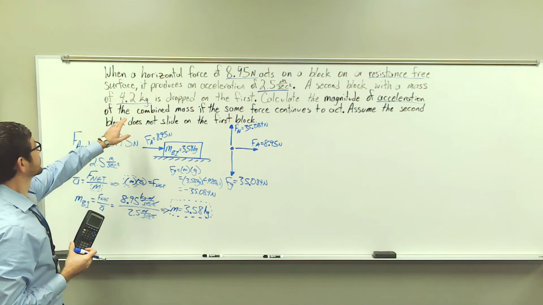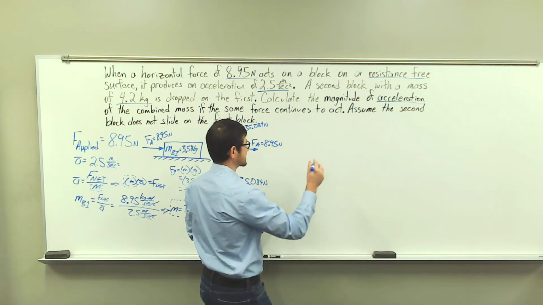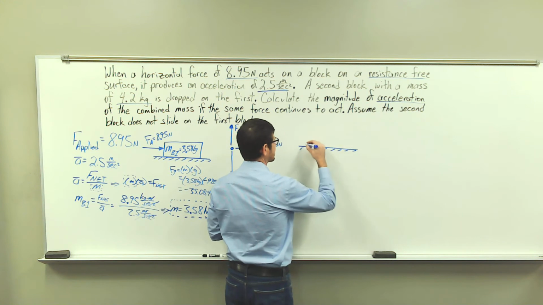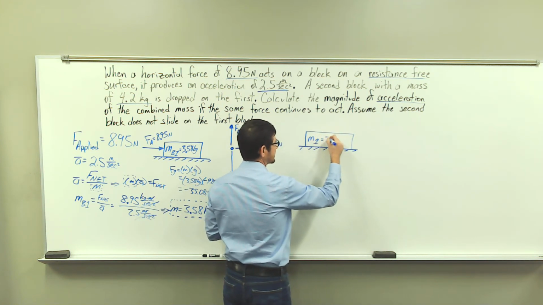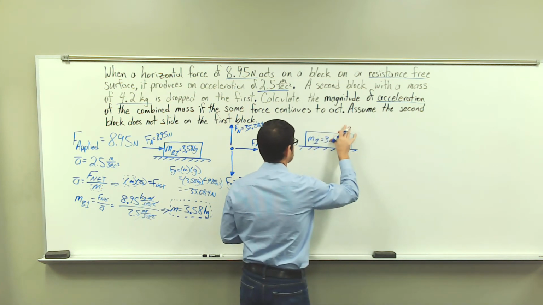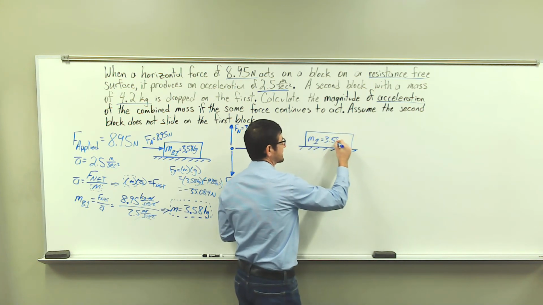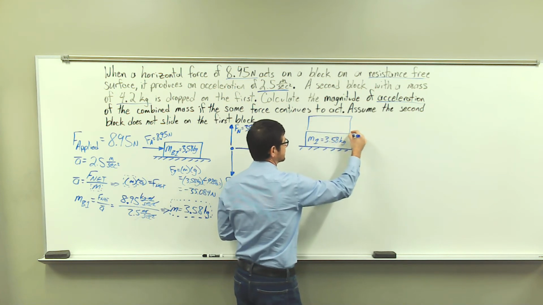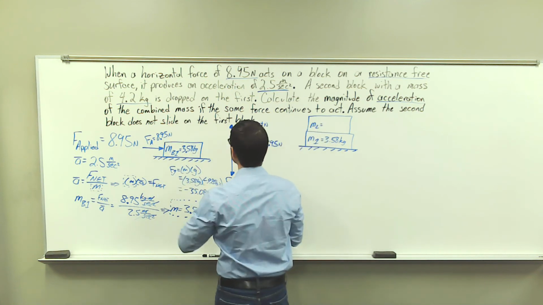Okay, so it says calculate the magnitude of acceleration of the combined mass if the same force continues to act. So we're going to drop a 4.2 kilogram mass on top of the first. So in situation 2, here's my surface. Mass 1, 3.58 kilograms. We're going to drop mass 2, which is 4.2 kilograms.